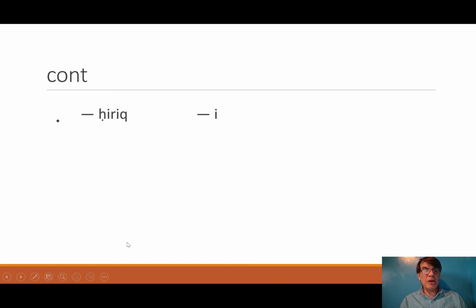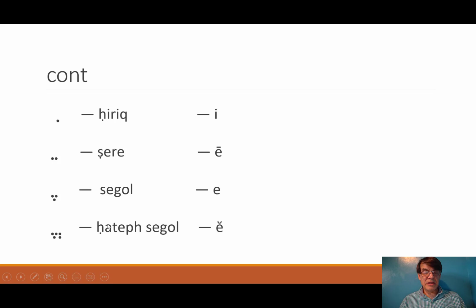Let's continue. Hirik, we're going to transliterate with an I, just a normal I. Hold on that thought for the Hirik Yod in a minute, but for now we're going to transliterate Hirik with an I. Sere, we're going to transliterate with a long E. Segol, we're going to transliterate with a normal E. And then Katef Segol, which is the Segol with a Shva next to it, we're going to transliterate as a short E. Okay, so Sere, long E; Segol, normal E; Katef Segol, short E.